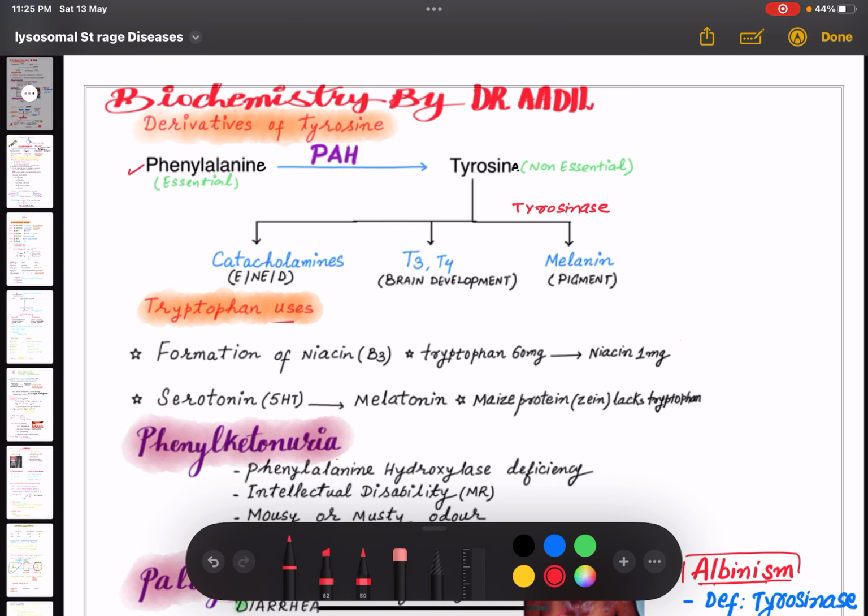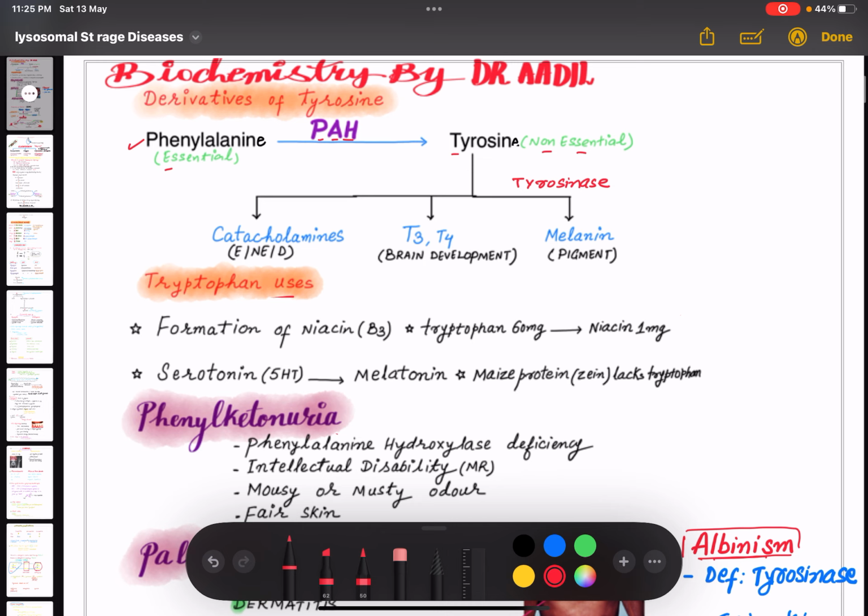Phenylalanine, which is an essential amino acid, when it is acted on by the phenylalanine hydroxylase enzyme, gets converted into tyrosine, and tyrosine is a non-essential amino acid. Once this tyrosine is formed, from it we get catecholamines, thyroid hormones, and melanin. These are the derivatives of tyrosine. Catecholamines include epinephrine, norepinephrine, and dopamine.